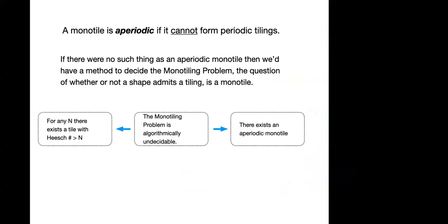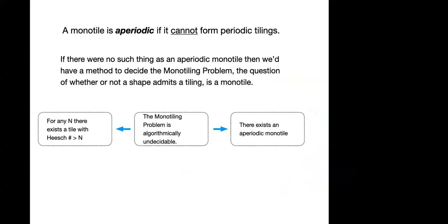So in particular, if there is no such thing as an aperiodic monotile, we would have a method to decide the monotiling problem. And this is more general too. If there were no such thing as an aperiodic set of tiles, then we have a method of deciding the tiling problem, whether or not a given set of tiles is tiling. And the connection is this.